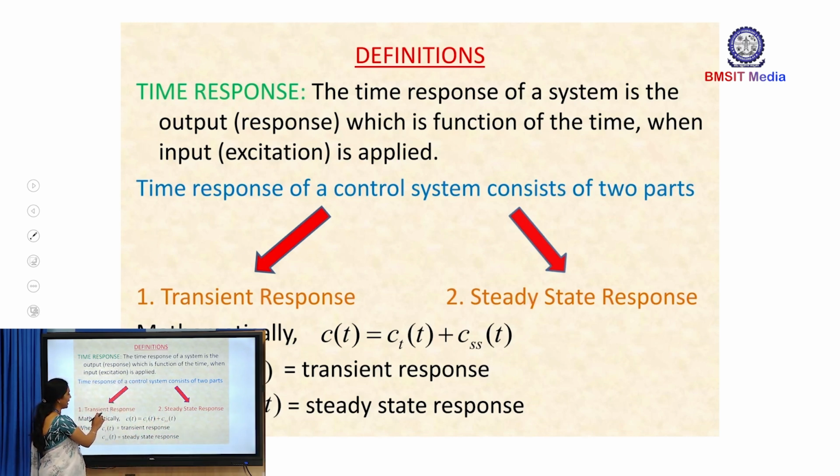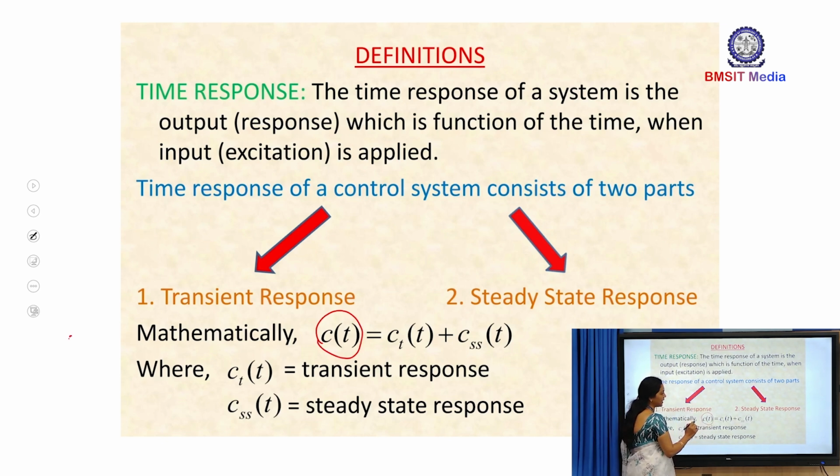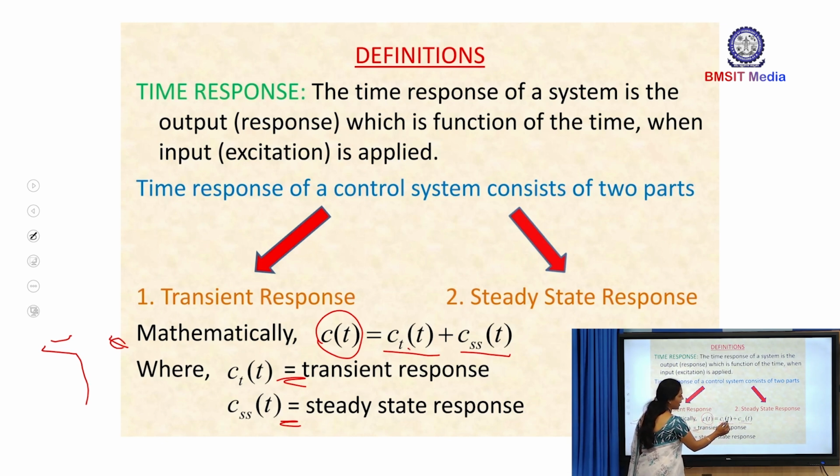Now first we need to understand what the transient response is and what we mean by the steady state response. Mathematically we can write that the time response c(t) is a combination, the summation, of the transient response plus the steady state response. Now what is this c_tr(t)? c_tr(t) is nothing but the transient response and c_ss(t) is nothing but the steady state response. The combination of the transient response and the steady state response gives us the time response, that is the entire definition.